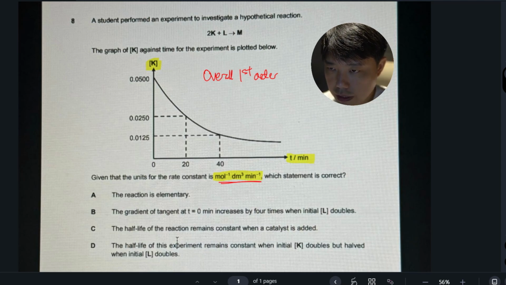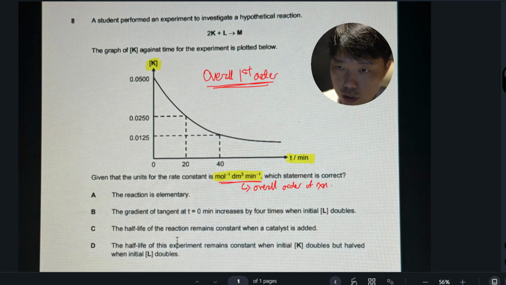I think one of the first things you need to know is that this rate constant informs you of the overall order of reaction. Okay, so why do they need to tell us this since we already know overall is first order? Because this overall first order may not actually be an actual first order. What do I mean by that? It could be a pseudo first order, pseudo overall first order.